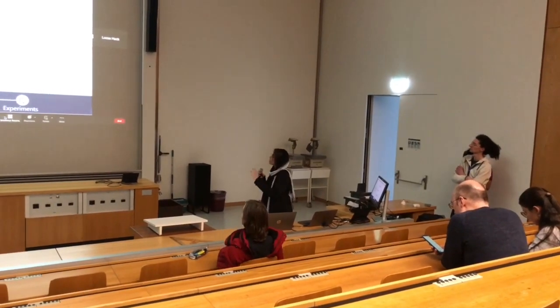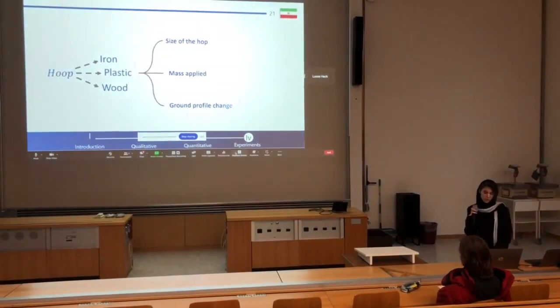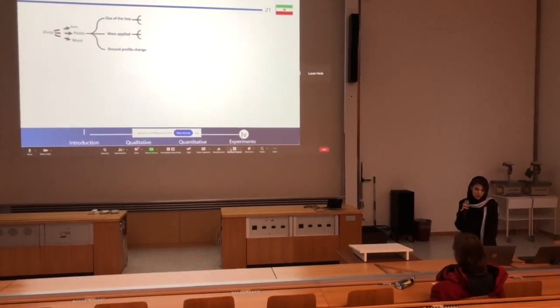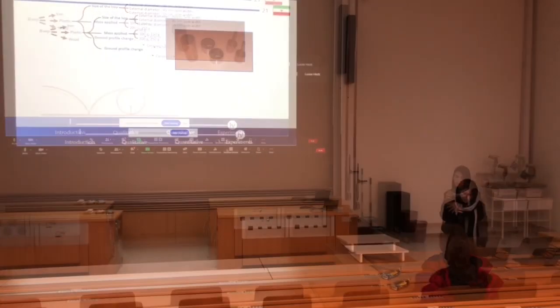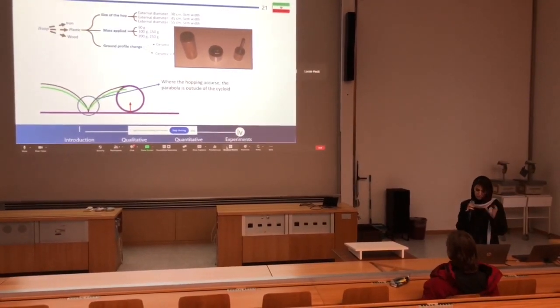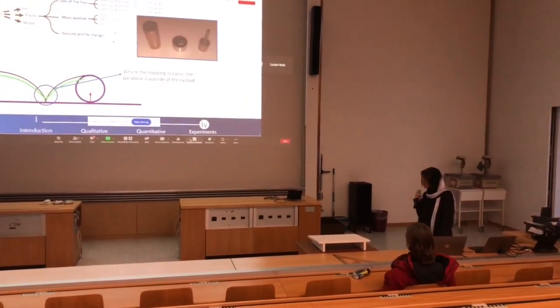Now, I should mention that I have the metal, plastic, and wooden hoops with different sizes and different masses applied to the system, varying from 50 grams to 200 grams. And one more time, to mention that the hopping occurs when the parabola is outside of the cycloid.